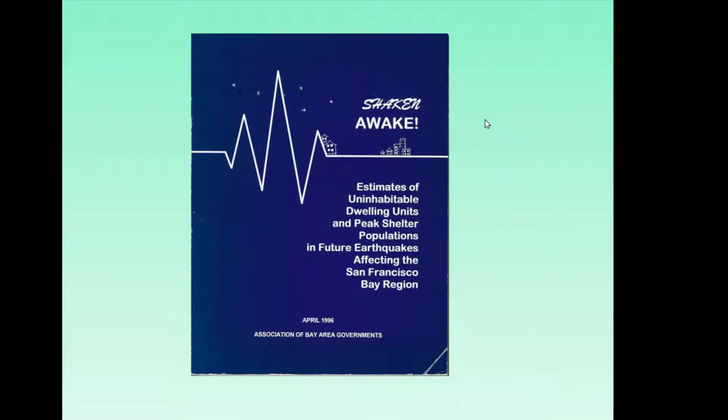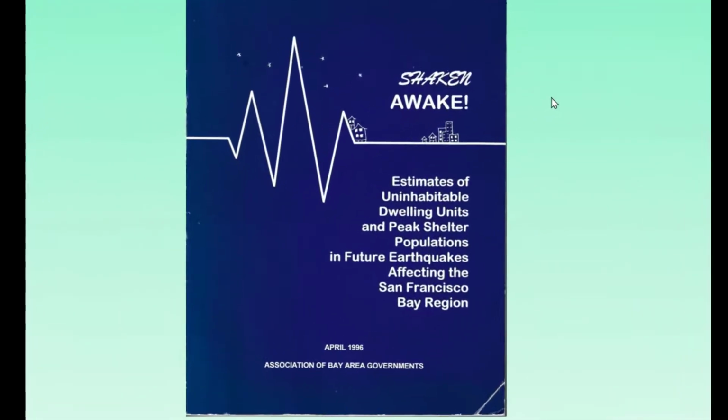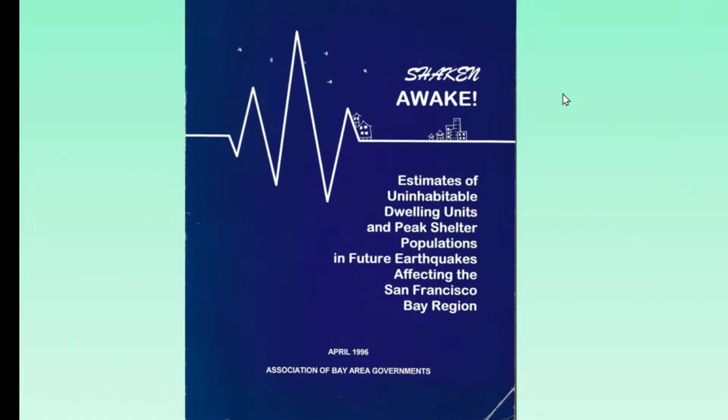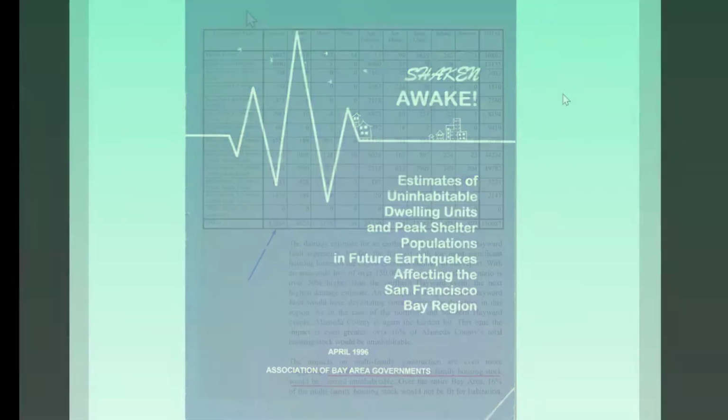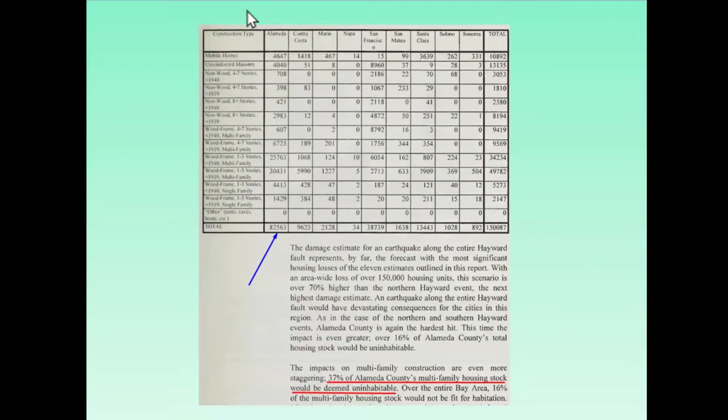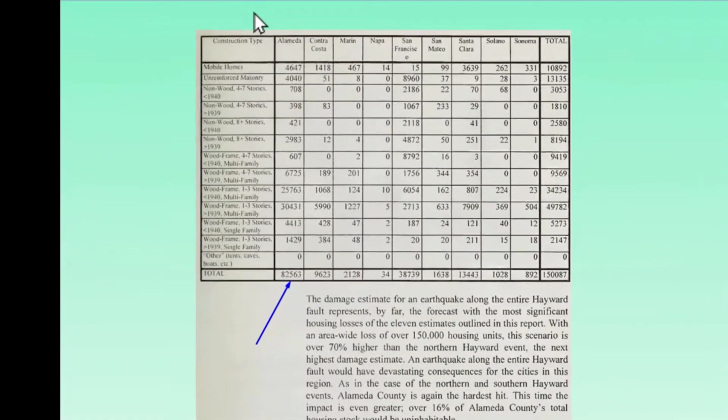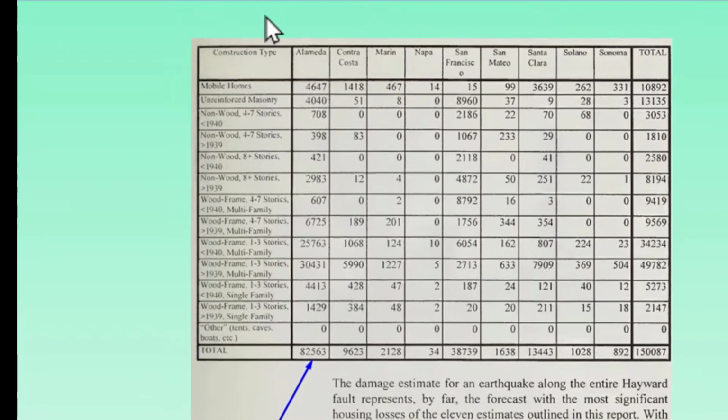Here is a study made by the Association of Bay Area Governments, where they looked at the housing stock here in the San Francisco Bay Area to figure out how many people are going to be displaced. And at the same time, they had to look at the housing stock to see what kind of damage there would be, because that defined how many people would be displaced. And multifamily dwellings, as you have, are part of that. So look at this report and see what it has to say about multifamily dwellings and earthquake damage.